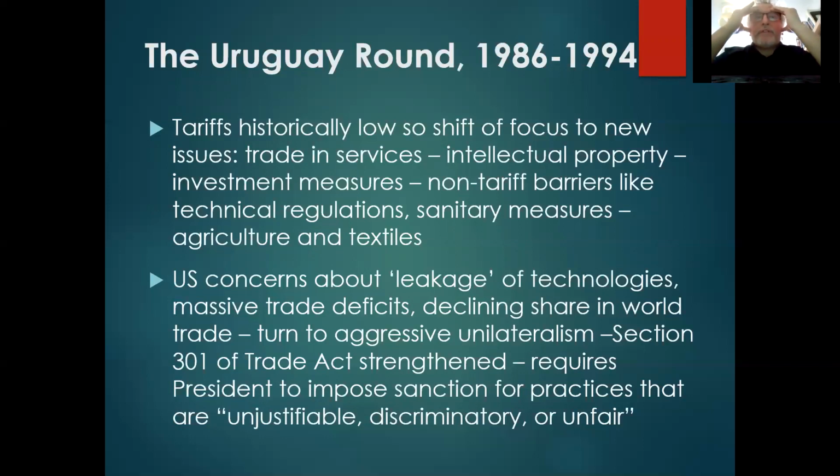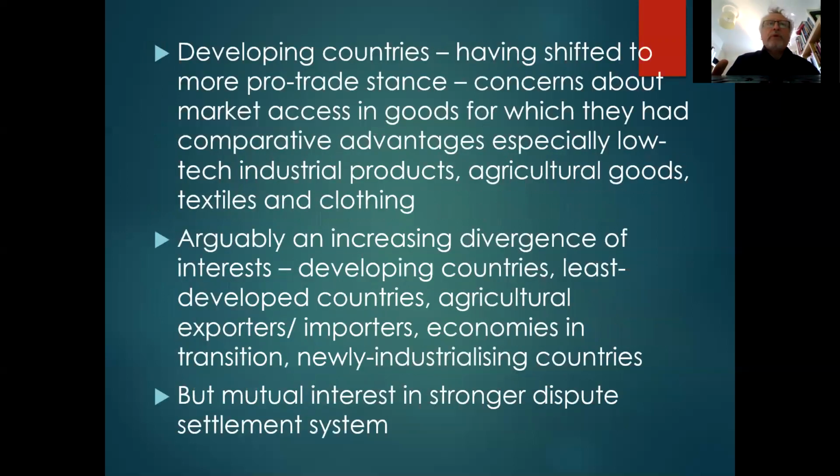And this is in the context of US concerns about leakage of technologies, massive trade deficits, and a declining share in world trade. As I mentioned, the United States turned to a rather aggressive trade law measure, which actually required the president to impose trade punishments on countries for practices that were deemed to be unjustifiable, discriminatory, or unfair against US industry. And Brazil and South Korea both experienced threats or actual sanctions because they were deemed as being discriminatory against US companies, for example, through not respecting their intellectual property in the way the United States was demanding.